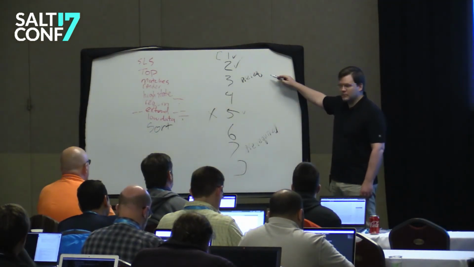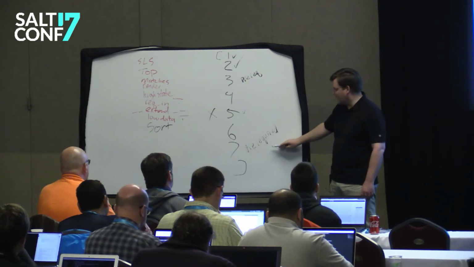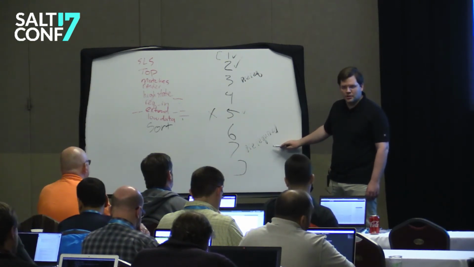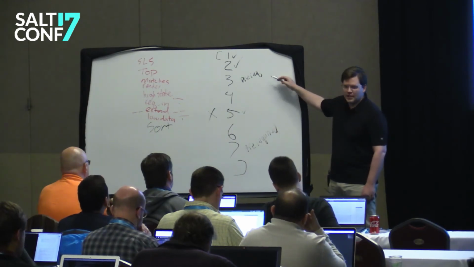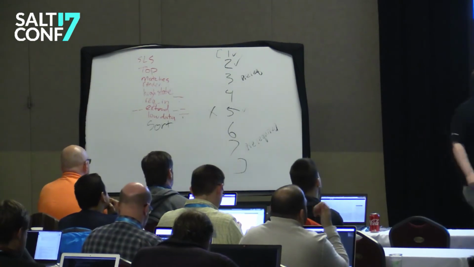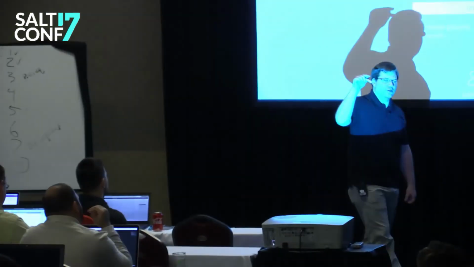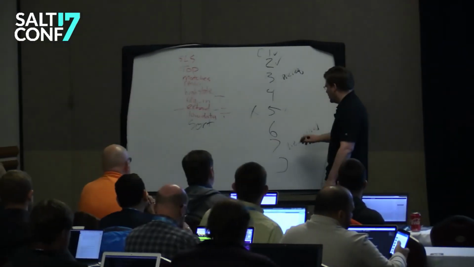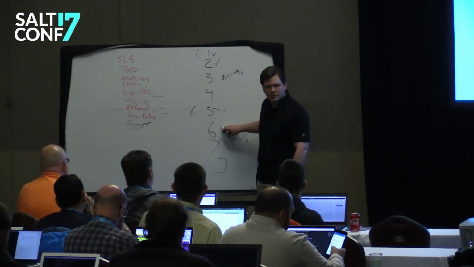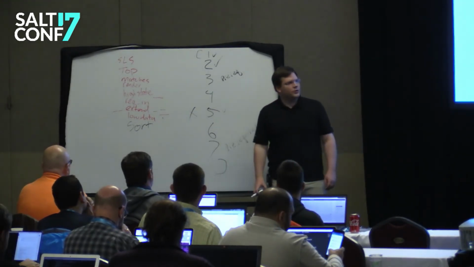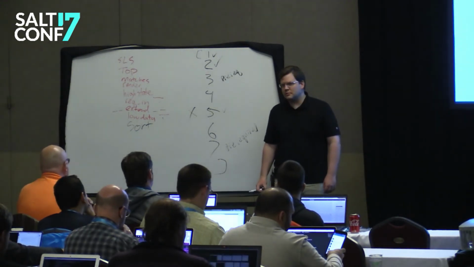But then the next problem that we run into is that I have to find out if state number 7 is going to make any changes to the system before I run state number 3. So to do that, I then have to evaluate all of the requisites of number 7. So if number 7 requires number 6, then I've got to evaluate number 6. Because otherwise number 7 isn't going to give me an accurate view of whether or not it's going to make changes. Does that make sense?